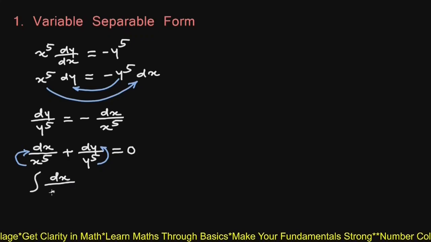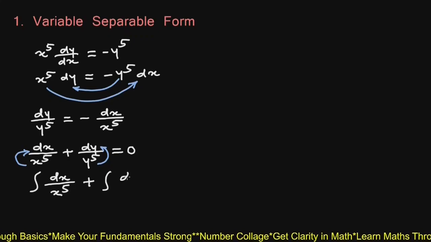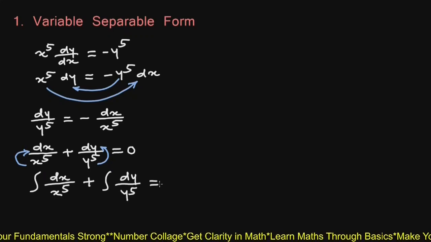Integrating, integral dx upon x raised to 5 plus integral dy upon y raised to 5 equals 0.